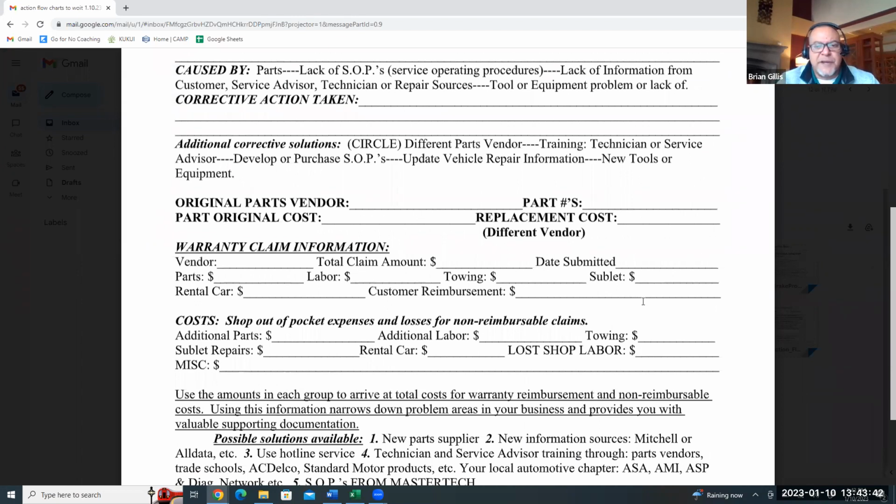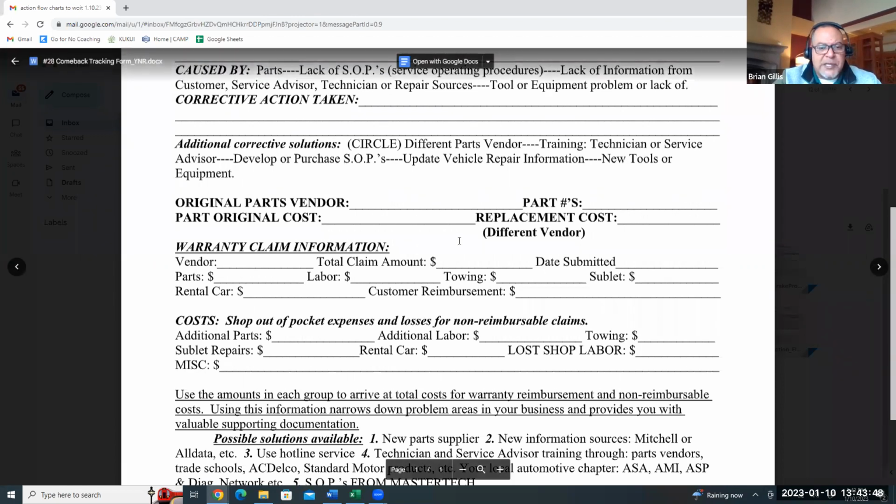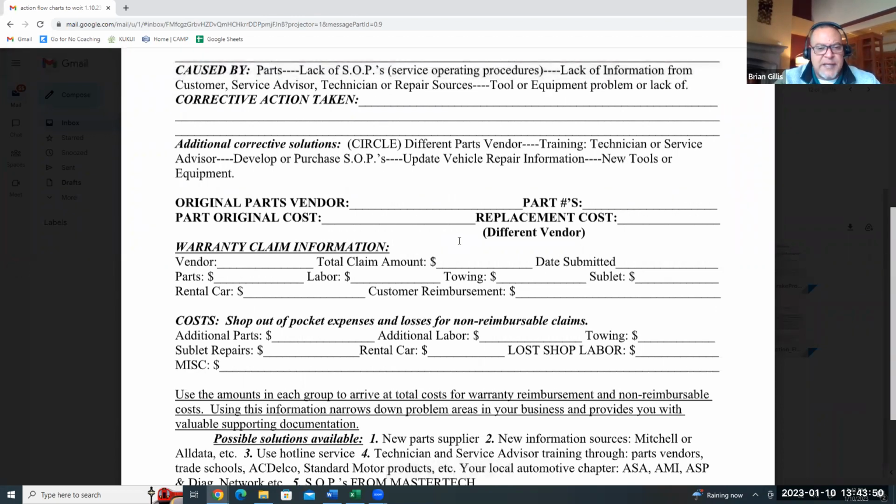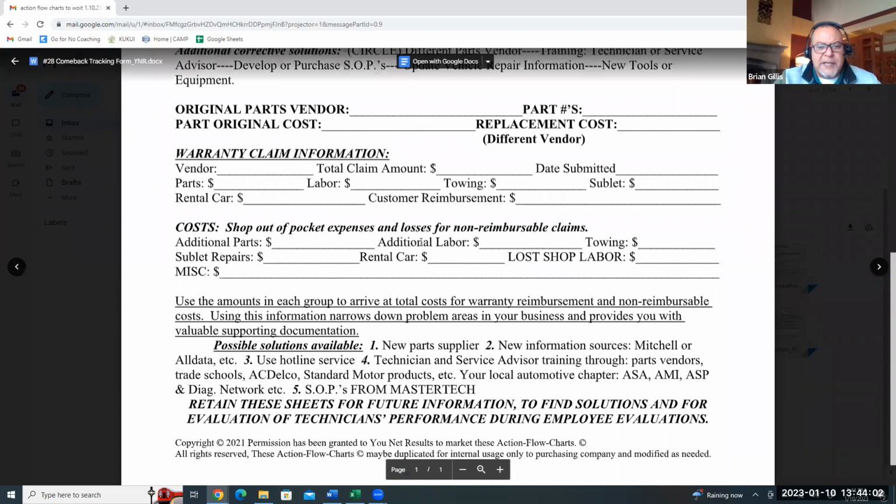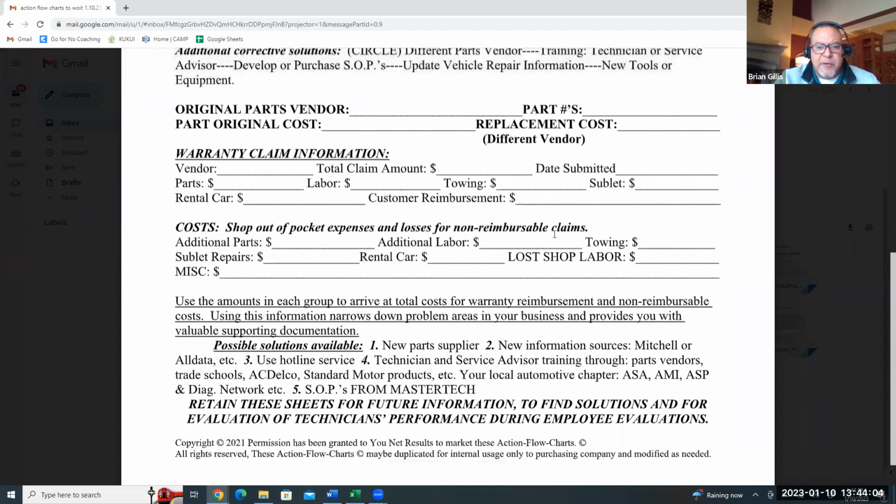Who's the original vendor, the part numbers, part original cost, replacement cost. Warranty claim information. This is great to have right here. The vendor, claim amount, date submitted, parts, labor, towing, sublet, rental car, customer reimbursement, cost, shop out-of-pocket expenses, and losses for non-reimbursable claims.